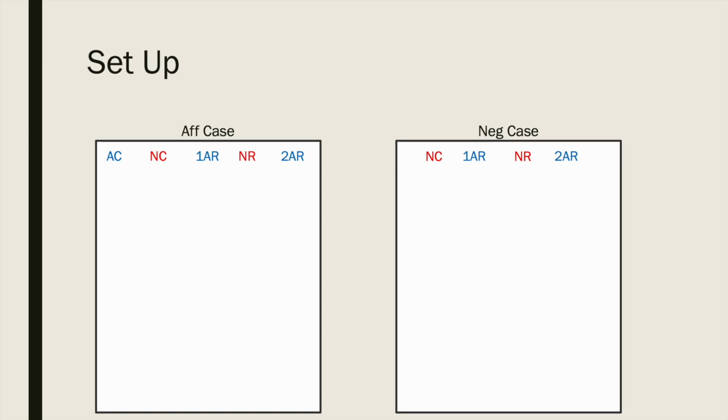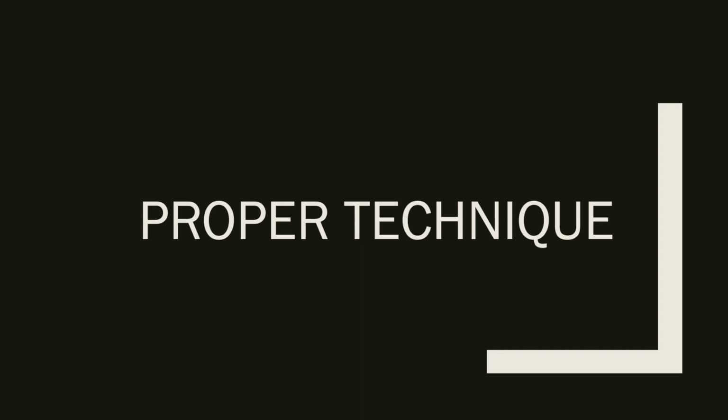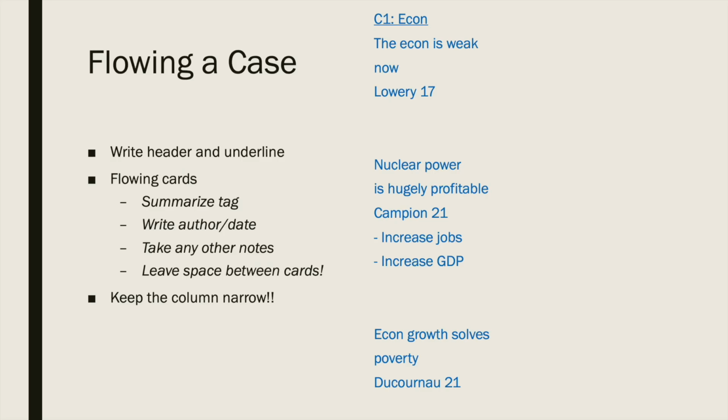So now let's talk a little bit about the proper technique for how to flow stuff as it's being read. So like flowing a case, right? This is the kind of formatting that I find is most useful for people starting out. Write any header or category, like framework, contention 1, contention 2, that kind of stuff. Write that out, underline it so that it's easy to jump to it visually when you're scanning the paper.